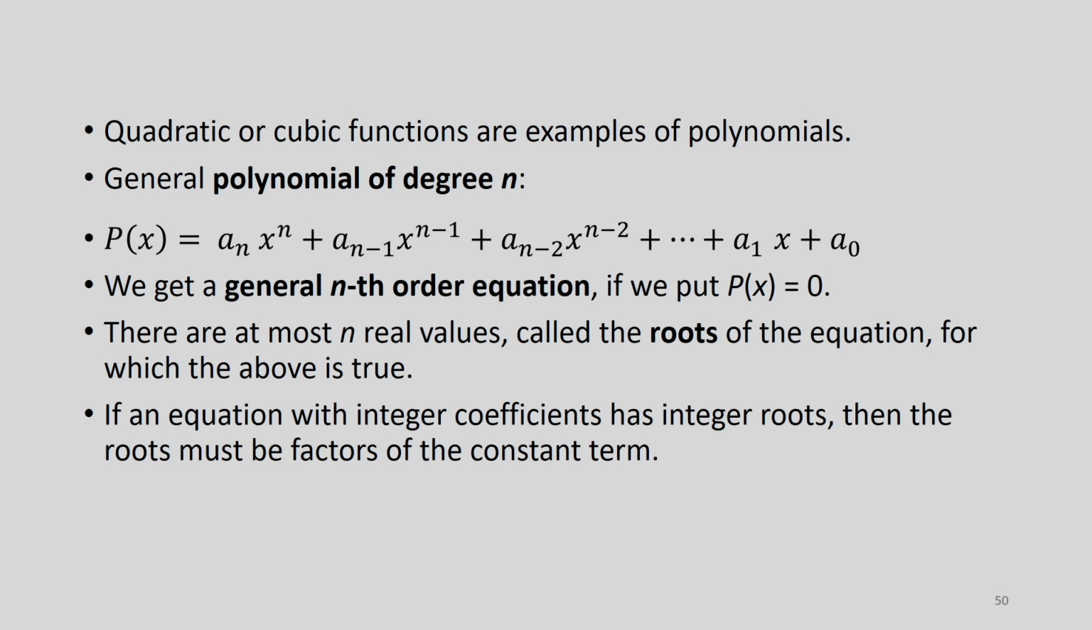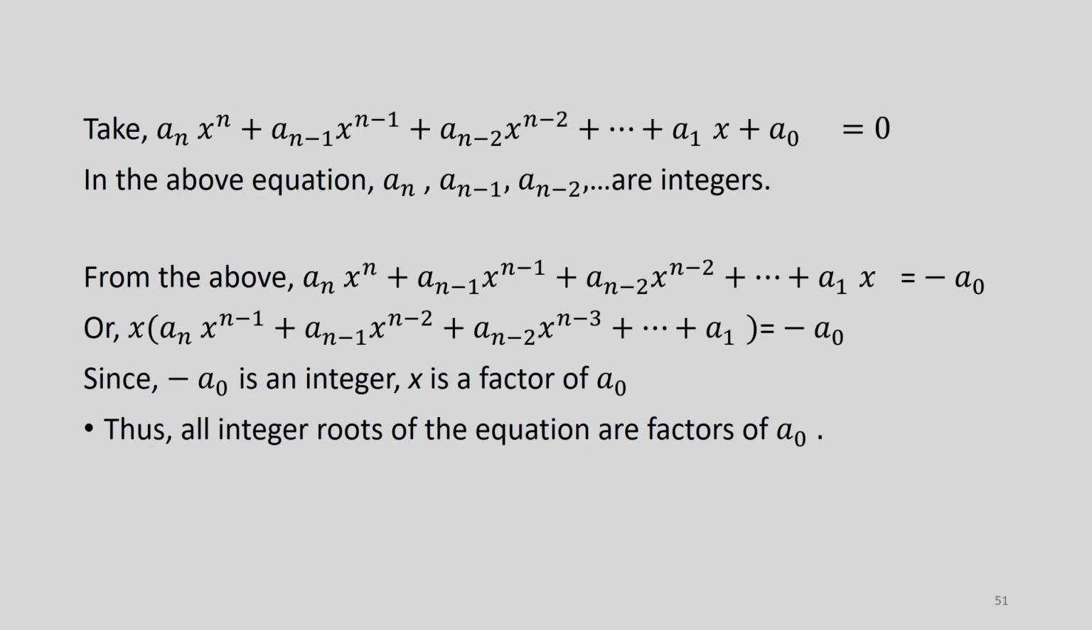So, let us look at this idea. We have this equation an multiplied by x to the power n plus an minus 1 multiplied by x to the power n minus 1, and so on. The last terms will be a1 x plus a0 is equal to 0. This is an equation, and in the above equation suppose all the coefficients are integers. So, an minus 1, an minus 2, all are integers.